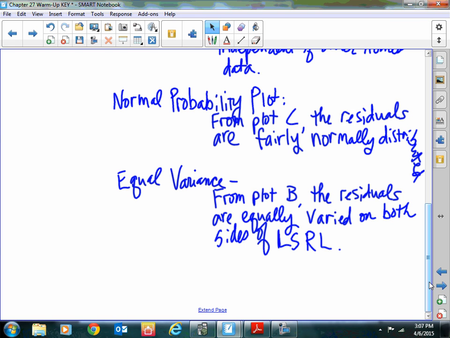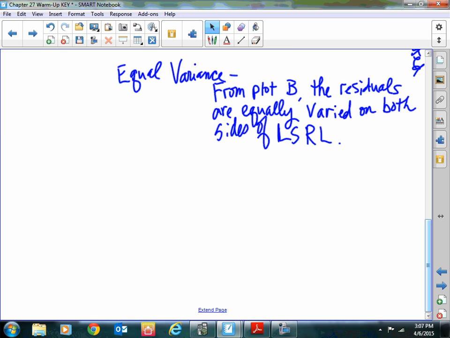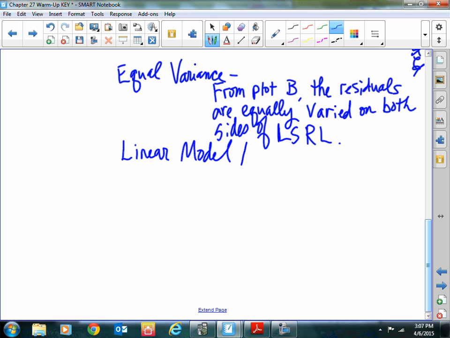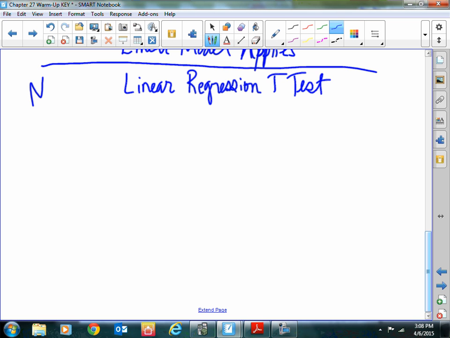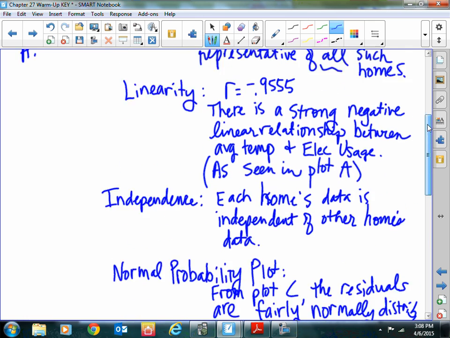All right, so we need to finalize this and summarize with: the linear model applies. And so now the worst part of this whole process is done. Yay. Okay, so there are our assumptions done. Okay, so PHAN. N is the name, and that would be a linear regression t-test. All right, and then T is our test statistics. I'm going to draw the lines on these.